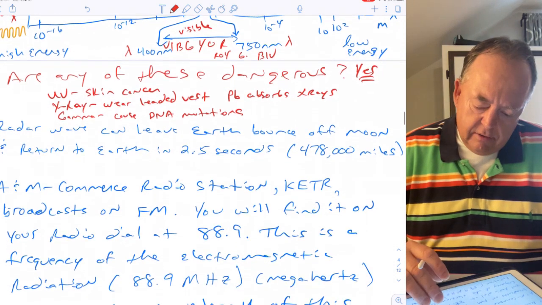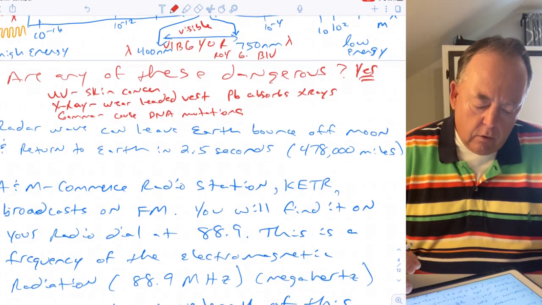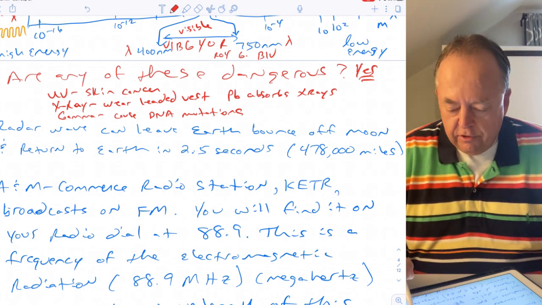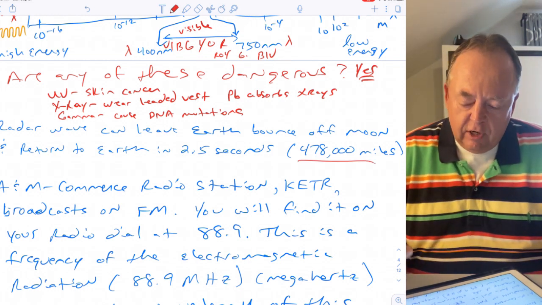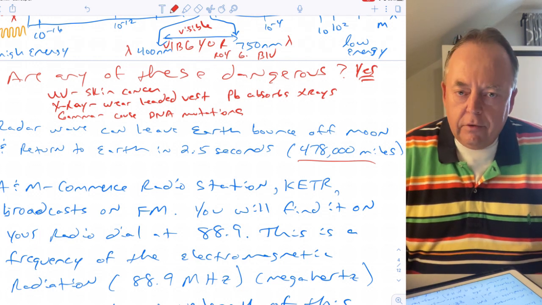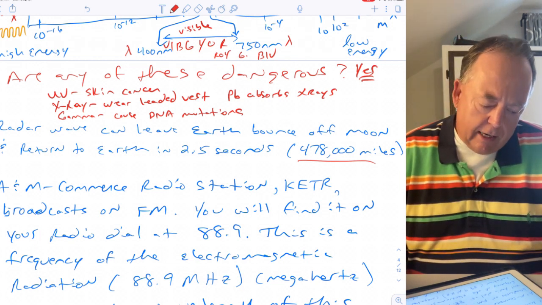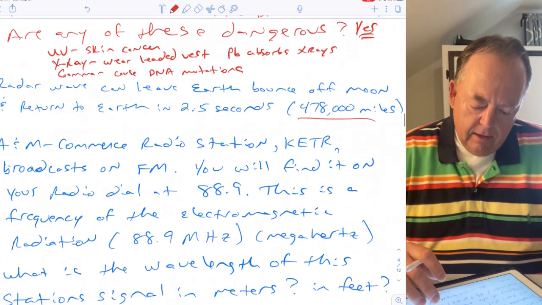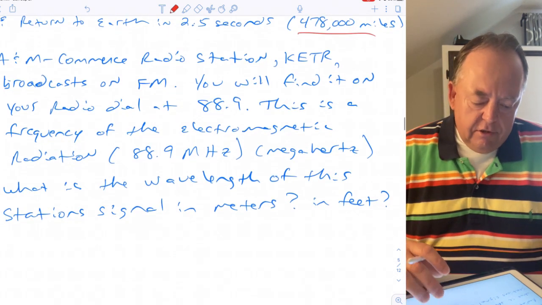Okay, so just in terms of their speed, a radar wave, for example, can leave Earth, bounce off the moon, and return to Earth in 2.5 seconds. So traveling 478,000 miles in 2.5 seconds. So electromagnetic radiation moves extremely fast, right? Speed of light fast. Okay, so let's do some calculations.